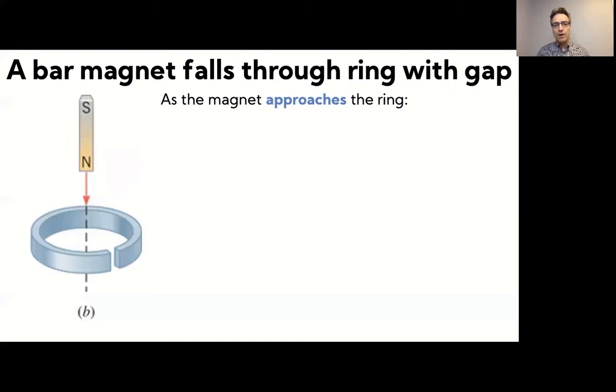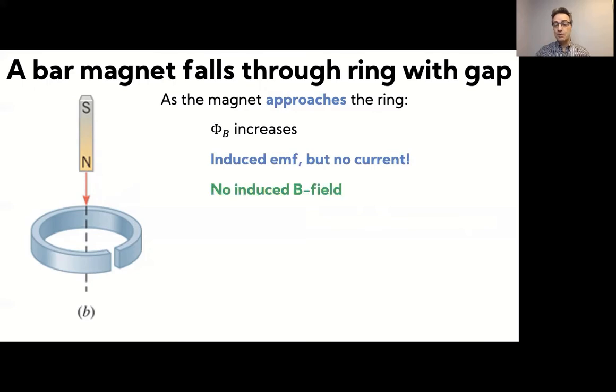What if our ring is not closed? What if it's open on one side? Well, so our magnet is going to approach the ring. We're still going to have the case that our flux is going to increase. So that's going to induce an EMF, but there's no current that can flow. So therefore, there's not going to be an induced magnetic field either. And so consequently, there's no opposing force. And we find that the net force is just the force of gravity. And so we get free fall acceleration all the way through this ring here.